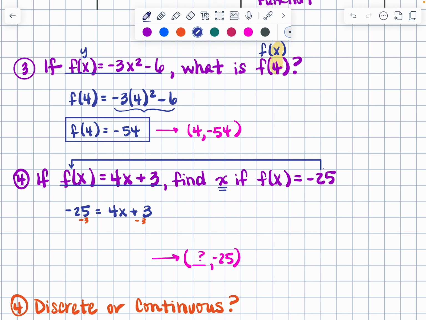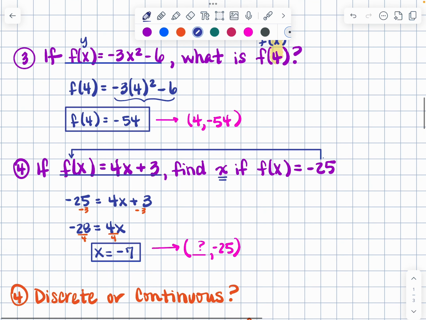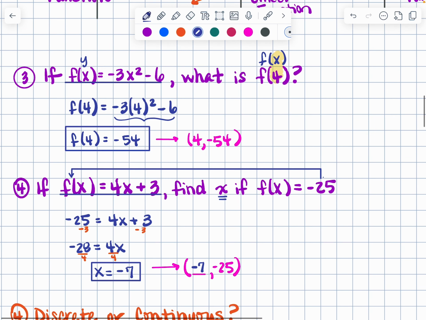So clearly this is just little two-steppers, so we're just going to subtract 3 from both sides, which is going to give us negative 28 equals 4x. And then we want to divide by 4 on both sides. So we are going to get x equals negative 7, right? And so that tells me that I'm going to erase my little question mark over here, right? This tells me that input of negative 7 is the only thing that can produce an output of negative 25 that they told me in the beginning of the problem.